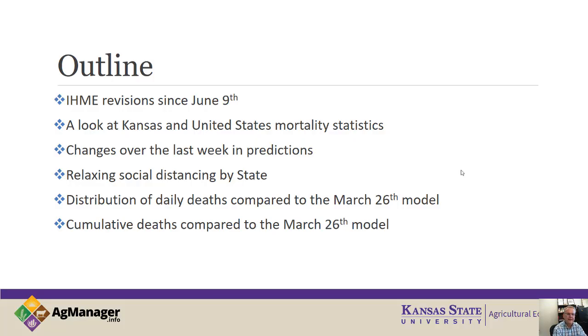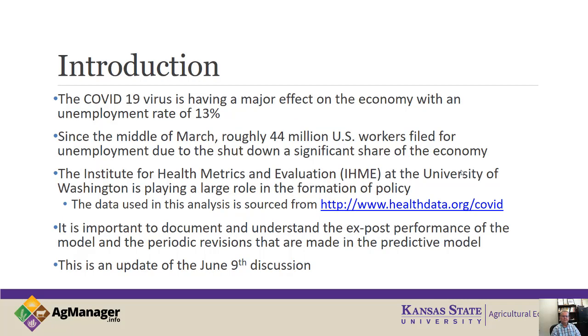What we're going to look at today is the revisions in the model since June 9th. We're going to look at Kansas and the U.S. mortality statistics. We're also going to take a look at what's changed in the last week. We will give some discussion with regards to social distancing by state. We'll then quickly look at the distribution of daily deaths compared to the original model. And then we will look at cumulative deaths compared to the March 26 model.